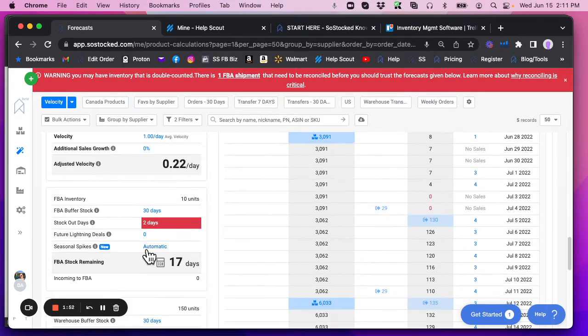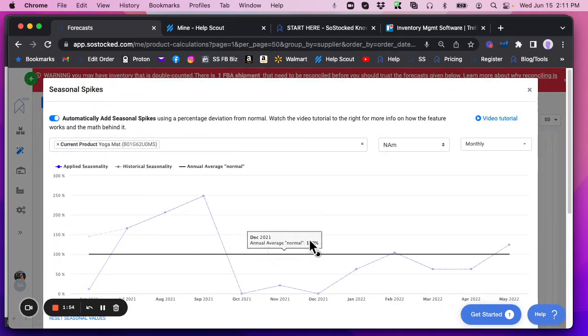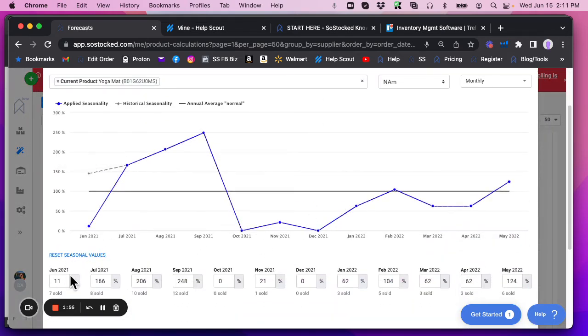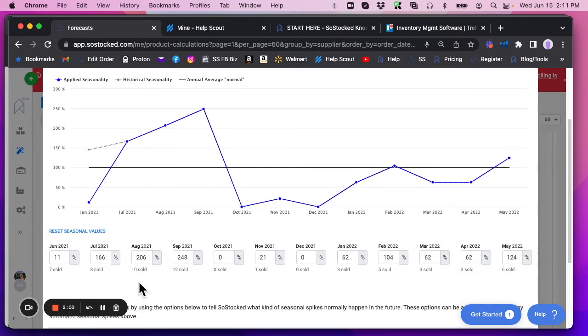By the way, the reason this would happen is you might have just launched a product, or you could have had a big stock out period for several months due to COVID or supply chain issues, suppliers being shut down. And you might have just been coming back into business, or maybe you just launched a product.